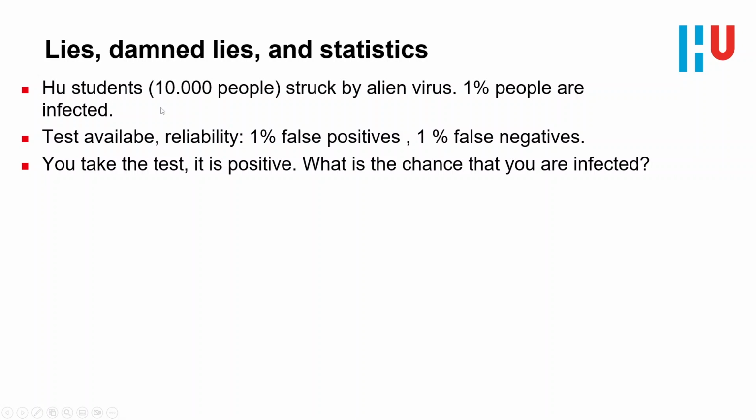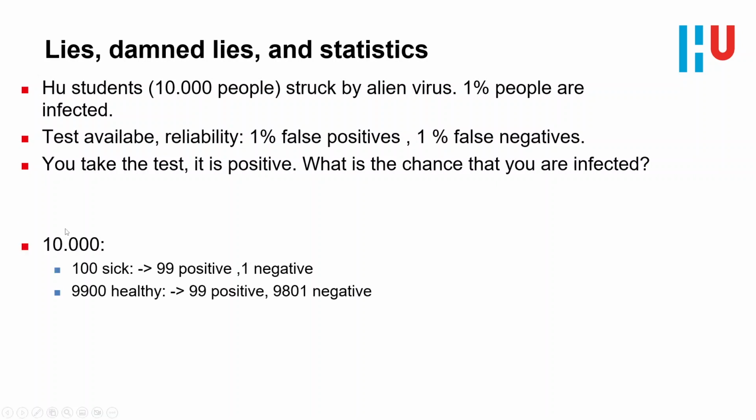You're a student, you take the test, and it's positive. But what is the chance that you are really infected? I'll go a little bit slower here, let you think about it. Your first idea would maybe be: well, I tested positive, but there's 1% false positive, so the chance is 99% that I'm really positive. That's maybe your gut feeling. But it's very wrong actually, and I'm going to show you why.